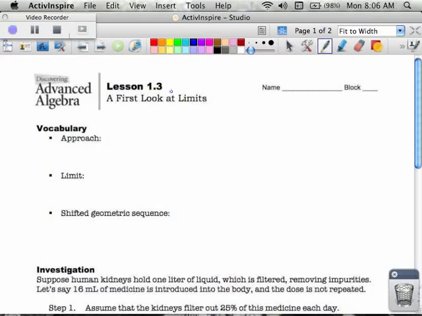And so we're going to talk about some vocabulary with that, and then we're going to do a couple of example problems to help you out. So the word approach means something that you're getting closer to. So something you're approaching is a value you get closer to.